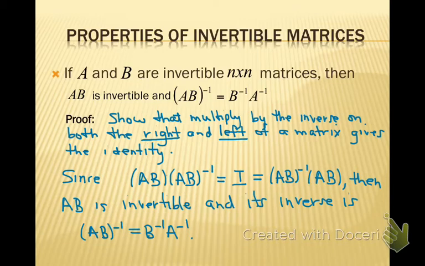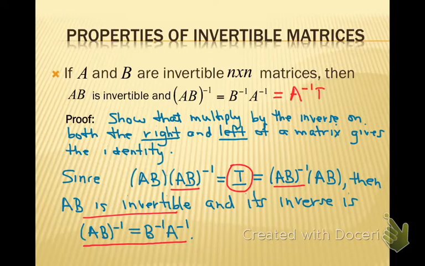Since multiplying AB by the inverse on the right and on the left yields the identity matrix, we can conclude that AB is invertible and that its inverse is (AB) inverse equal to B inverse A inverse. I'd like for you to try this by assuming that the inverse is A inverse B inverse, and you'll see that this result does not work.